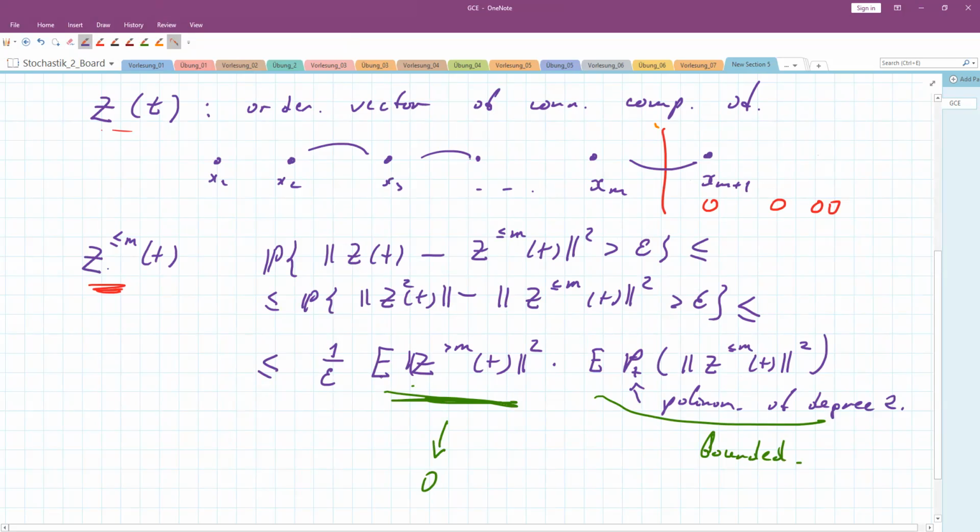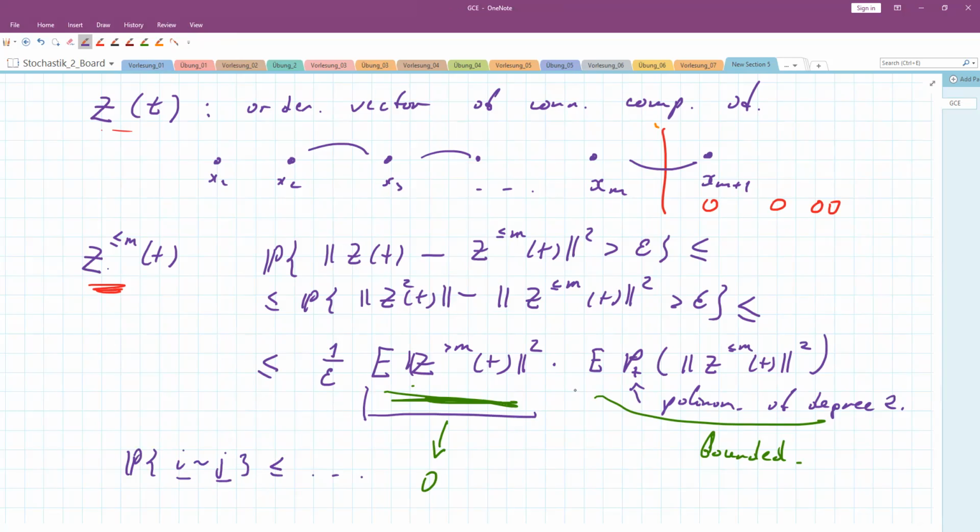Good, and just using that, we can estimate the probability that two vertices are connected. We can control that one, and that gives us a good control of the corresponding expectation. It is a very rough idea of the proof.